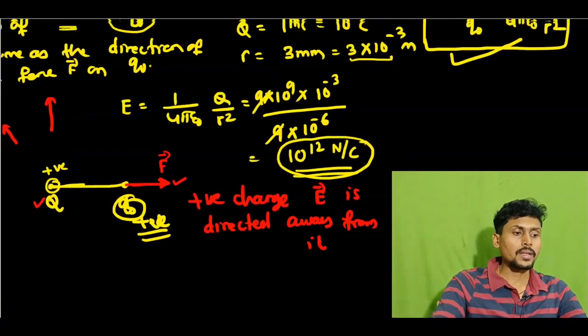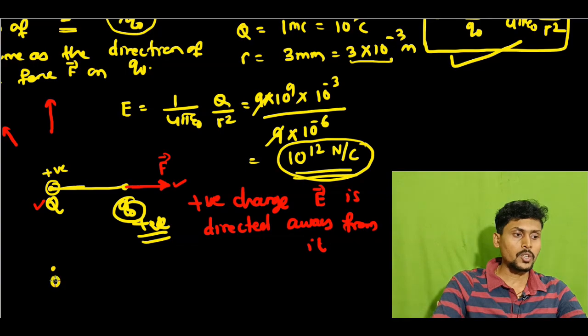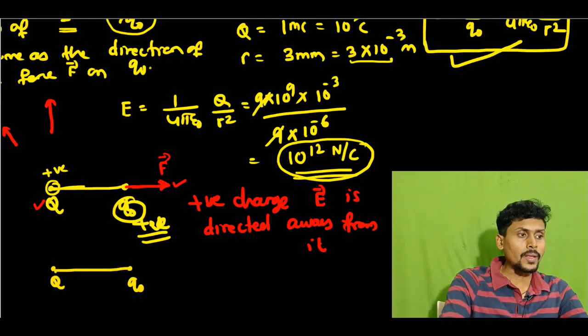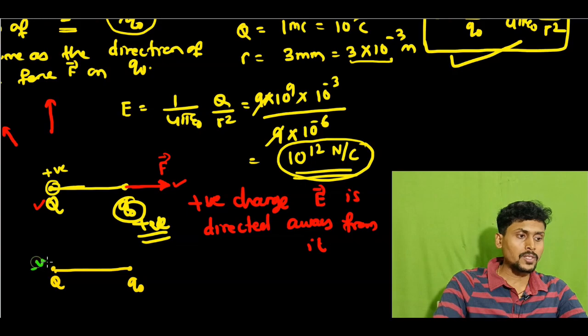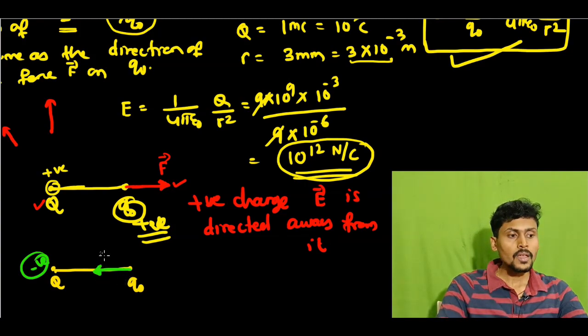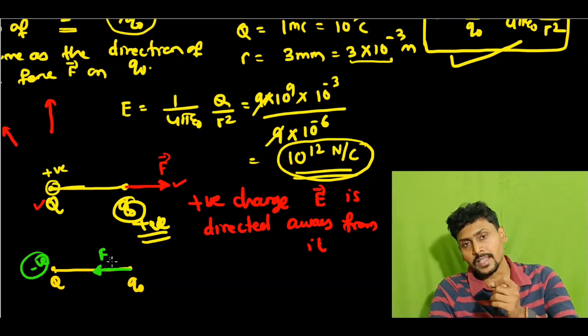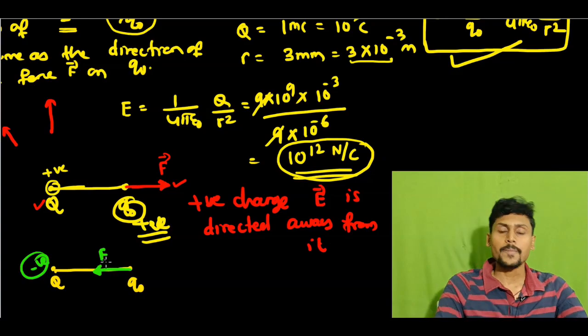Now assume that the source charge is negative. This source charge Q is negative, but the test charge is always positive. Again, join the two charges using this line. Now what will happen? This is a negative charge. This negative source charge will attract the test charge Q naught towards itself. The attractive force will be directed in this direction. Is that clear? So now the force is towards the negative charge. It means the electric intensity is also towards the negative charge.